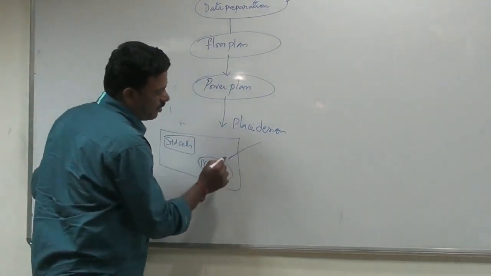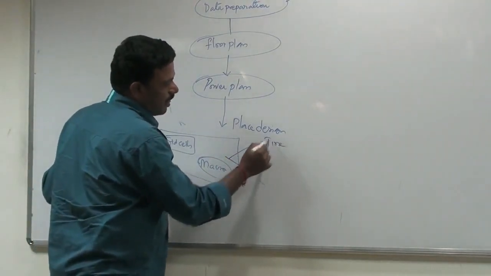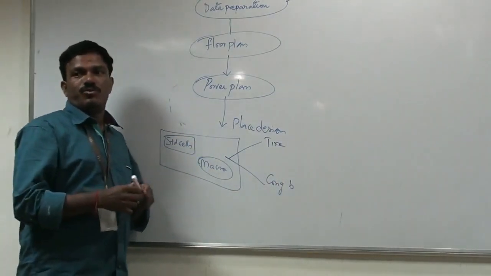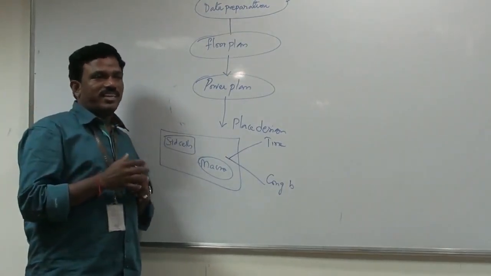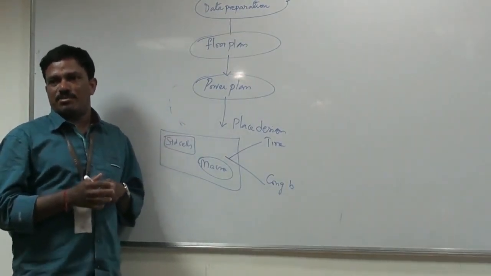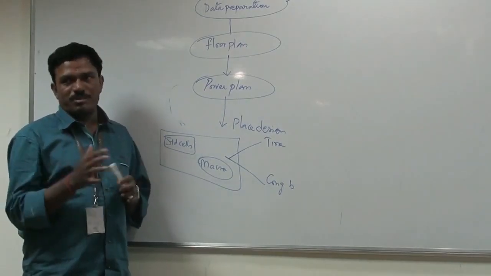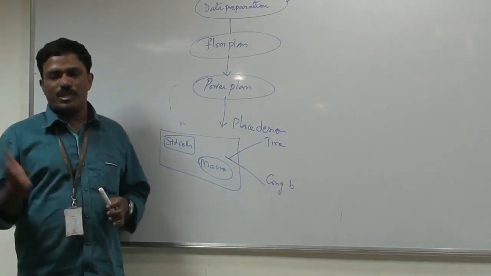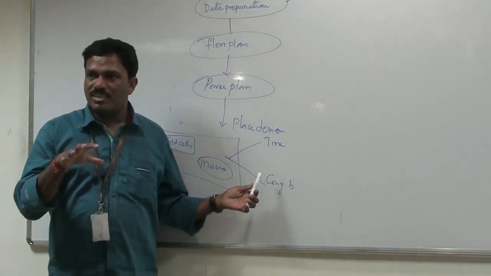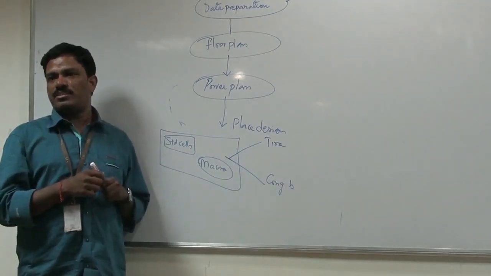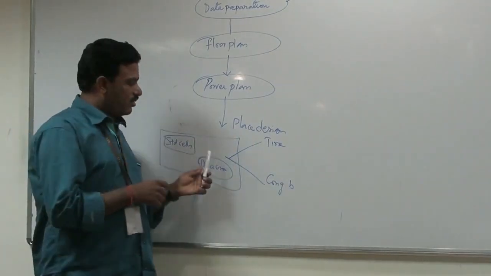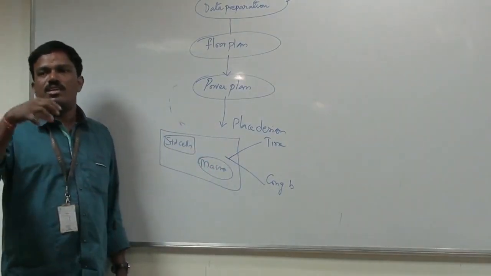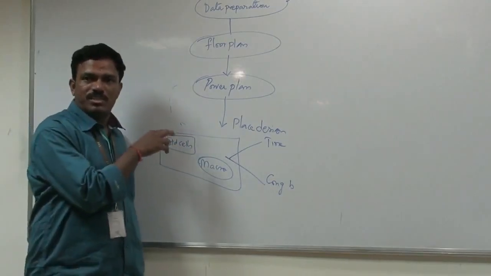We have two options in place design: one is timing based, the other is congestion based. If you are very much interested in timing and speed, please opt for timing based placement. If you are very much interested in area, go for congestion based placement. This process is called place design, placing all your standard cells, hard macros, everything into the chip.